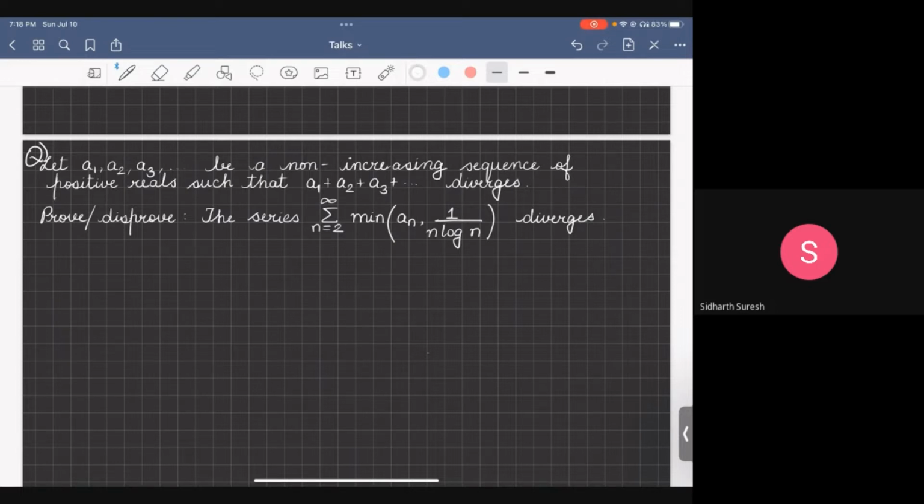Otherwise this problem is of course false, right? I mean, it will always diverge. There's not much to do, because then an is at least a1. So then the min of an and 1 over n log n will eventually always be 1 over n log n. Yes, it's non-increasing. That's also a problem, and the answer is yes, it is true. This is the challenge.